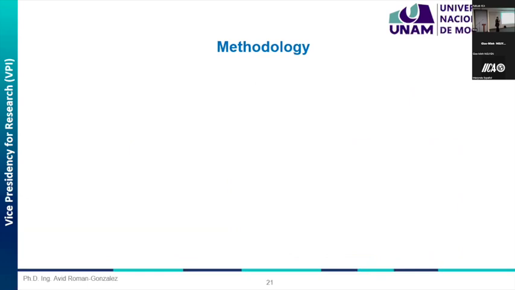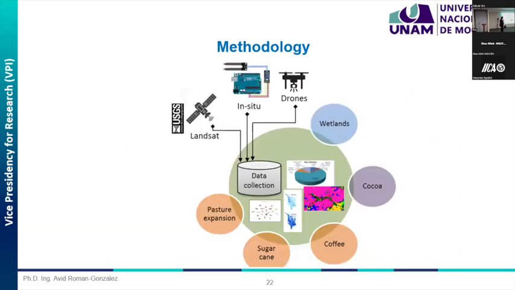Okay, the methodology is using satellite images, drone images, and in situ sensors to monitor different aspects of the ecosystem, and we try to focus on the cacao farming.